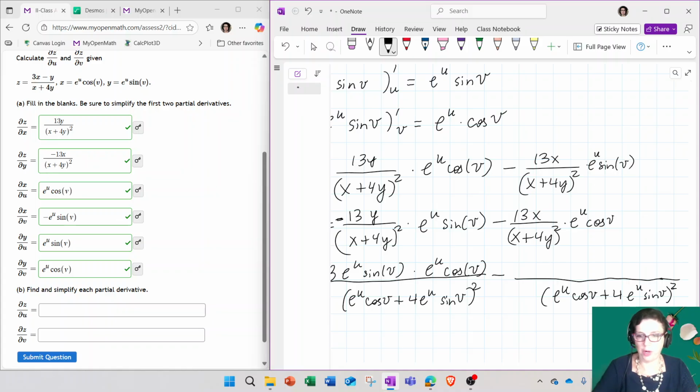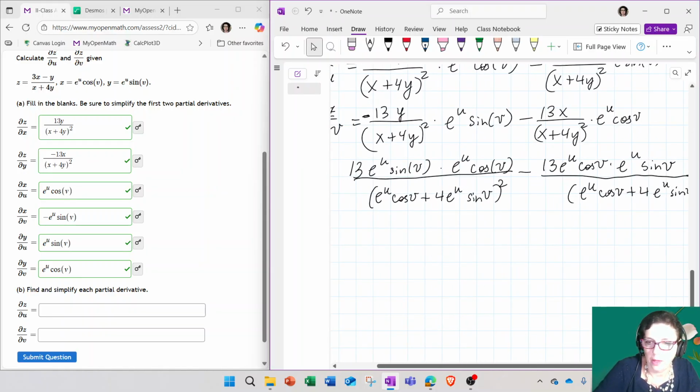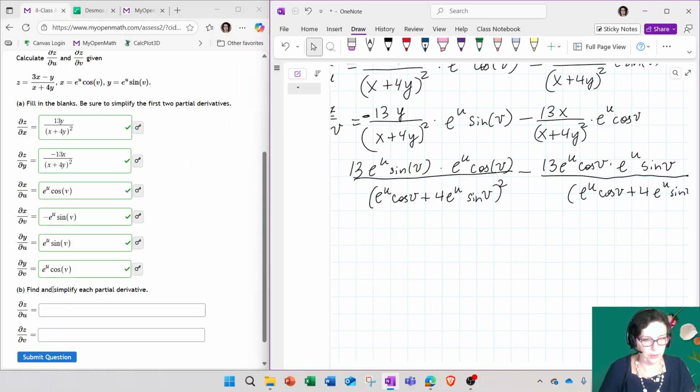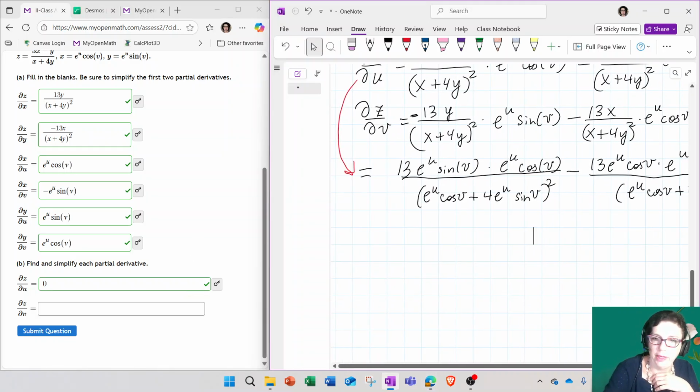When you have two fractions with the same denominator, you can just do the operation on the top. So this is going to be 13x, and x is e to the u cosine v, multiplied by e to the u sine v. We can see that the bottoms are the same, and look here, these two terms are the same: e to the u cosine v, sine v. Do they just cancel out and this is 0? Wow, that is amazing.